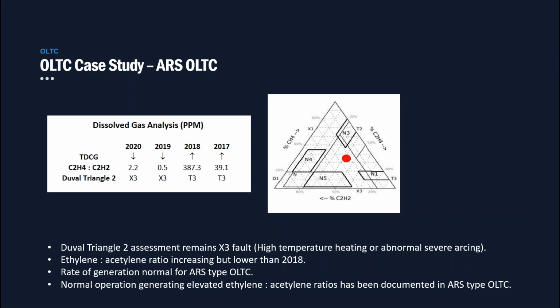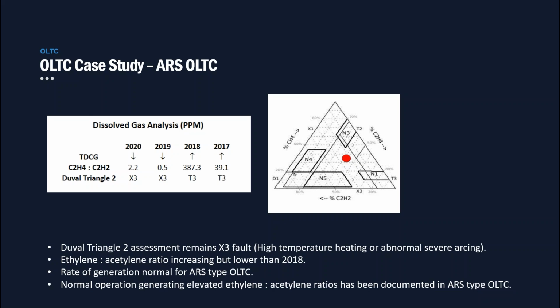I was also able to determine that the rate of generation of gases per 1,000 operations was less than 6,000. And so this level of gassing is considered normal for an ARS type on-load tap changer. And also, normal operation generating elevated ethylene to acetylene ratios has been documented for ARS type on-load tap changers.